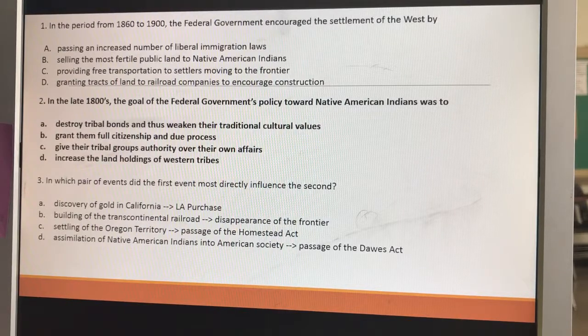Okay. So the next part, number two, in the late 1800s, the goal of the federal government's policy towards Native American Indians was to A, destroy tribal bonds and thus weaken their traditional cultural values, B, grant them full citizenship and due process, C, give their tribal groups authority over their own affairs, D, increase the land holdings of Western tribes.